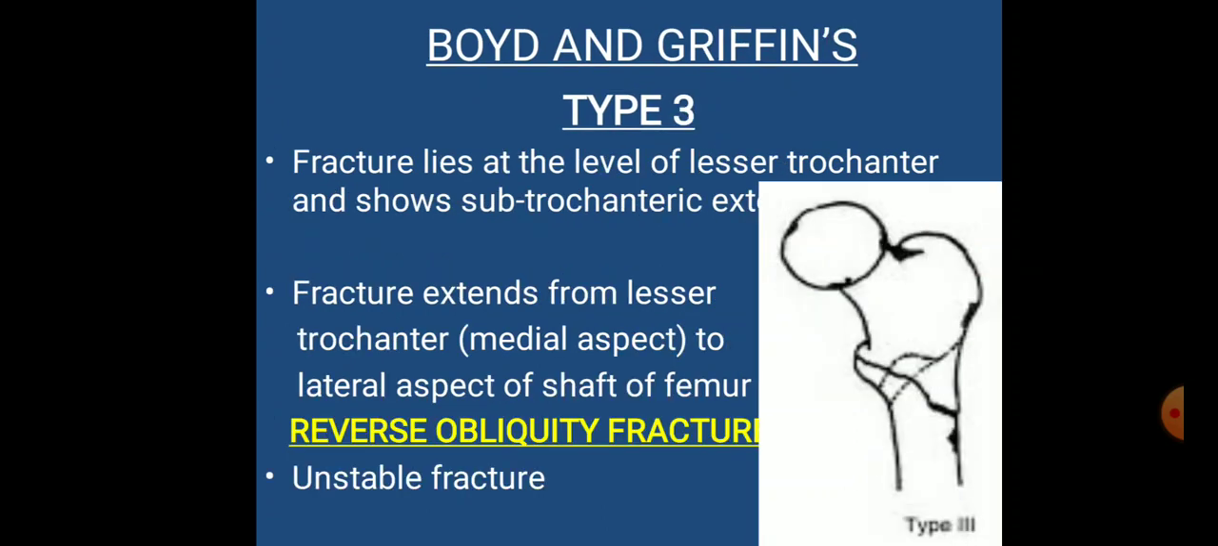Type 3, here you can see the fracture line at the level of the lesser trochanter with subtrochanteric extension. The fracture extends from the lesser trochanter, that is on the medial aspect, to the lateral aspect of the shaft of the femur. This is called a reverse oblique fracture. It is an unstable fracture.